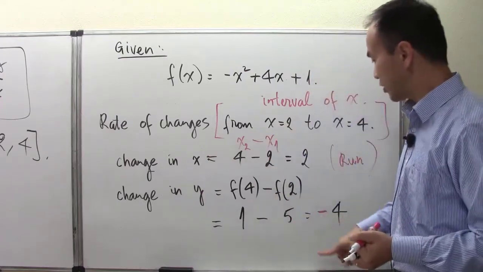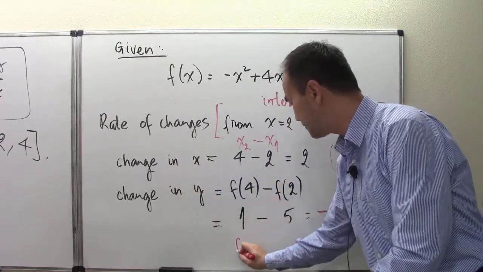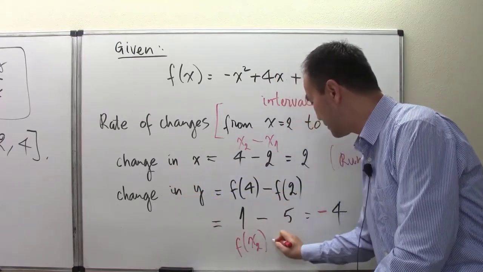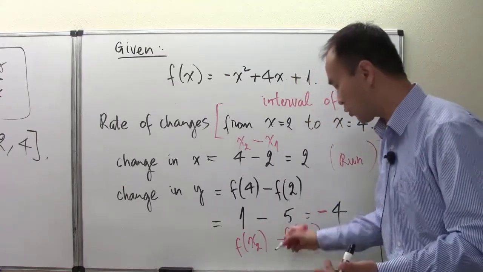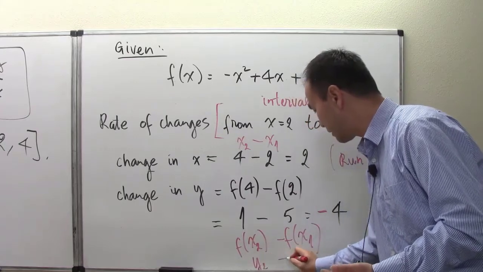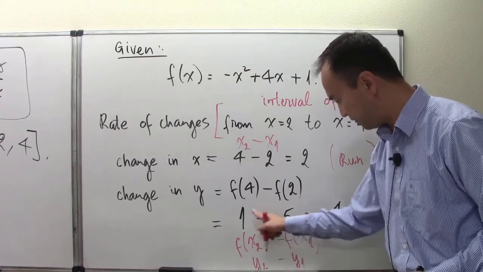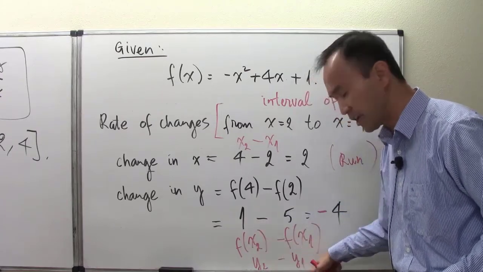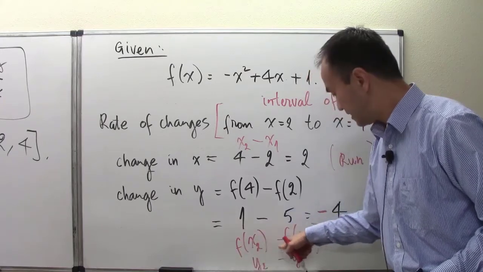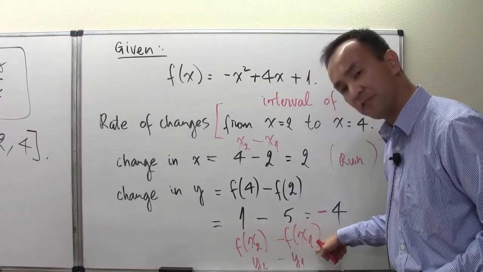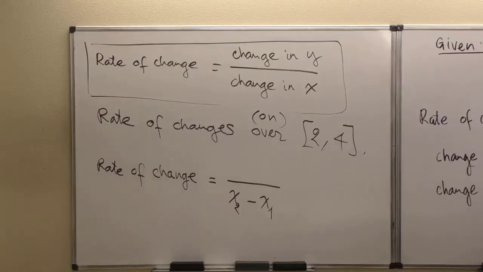And then in that way, changing y, you can call this f of x2 minus f of x1. And even shorter, you can call this y2 minus y1. Final change in y: the final y value minus the initial y value, or the final function output minus the initial function's output, like that. Okay, so now back to that formula that I'm about to derive.